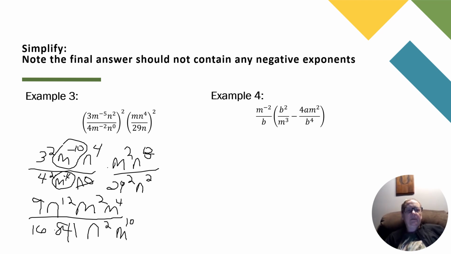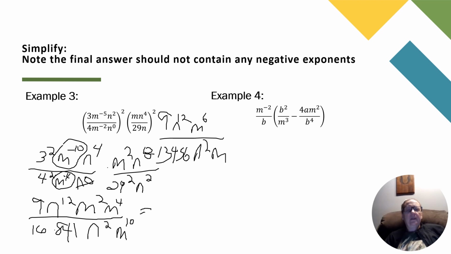All right, now I'm going to simplify both the numerator and the denominator. I'm going to write it over here. 9n to the 12th, m to the 4 plus 2 is 6, over 841 times 16 is 13,456. And then I have n squared, m to the 10th.